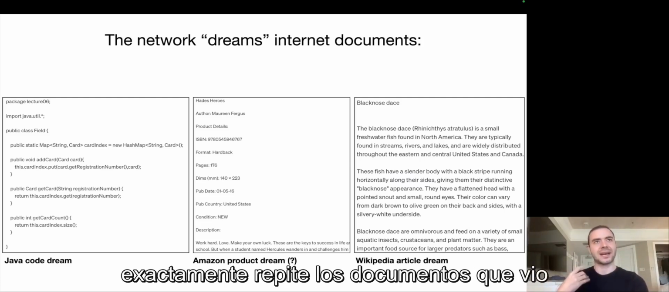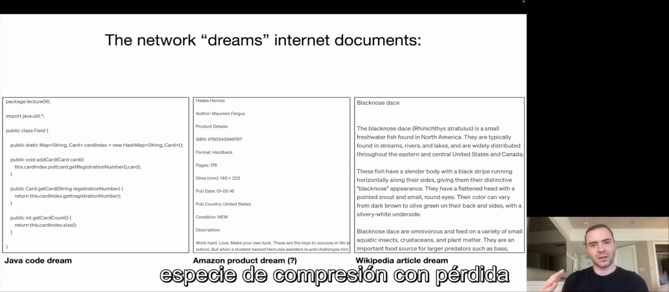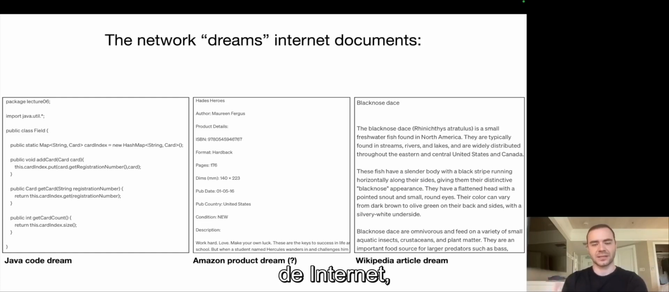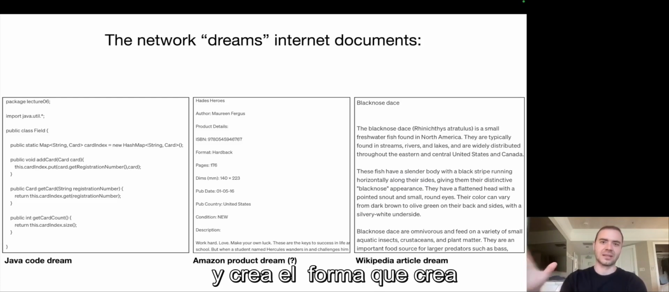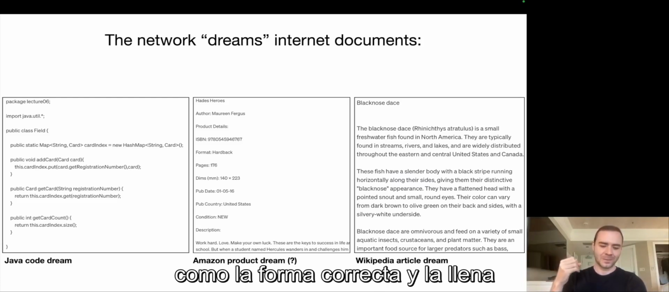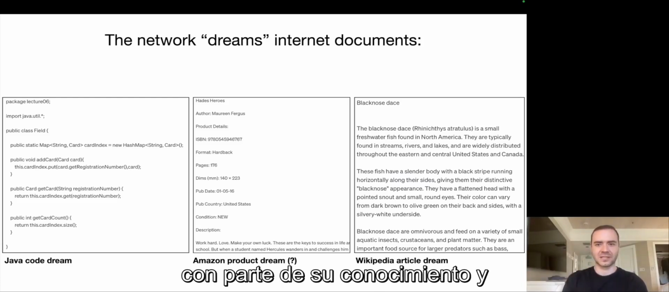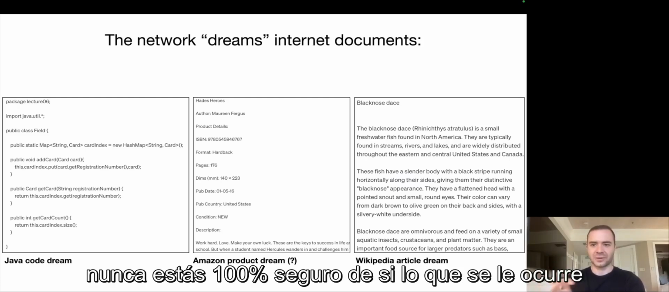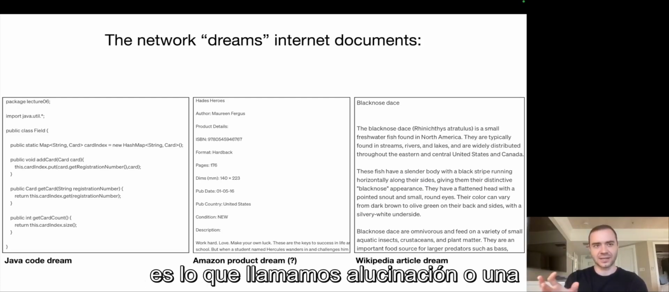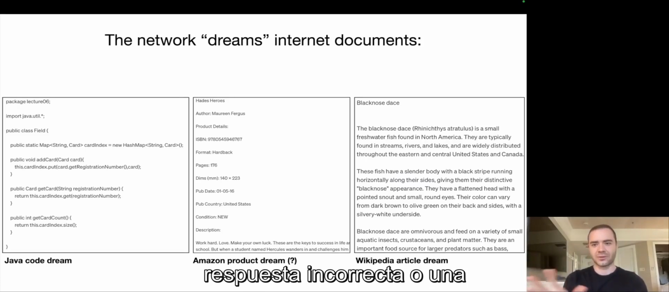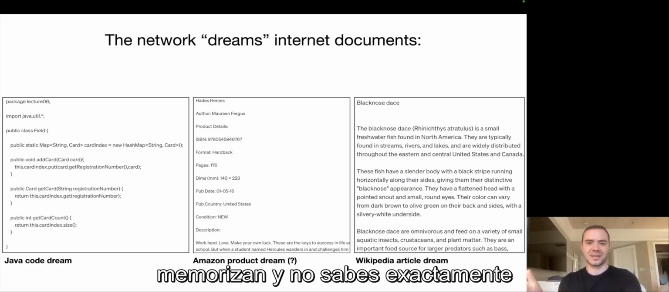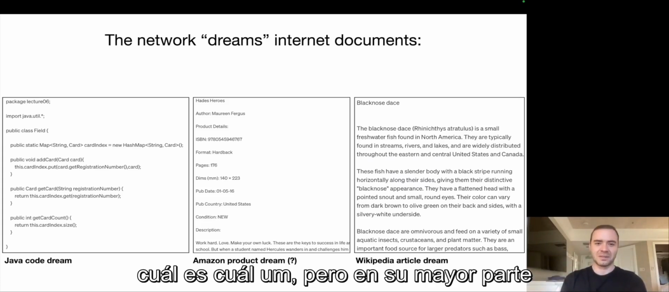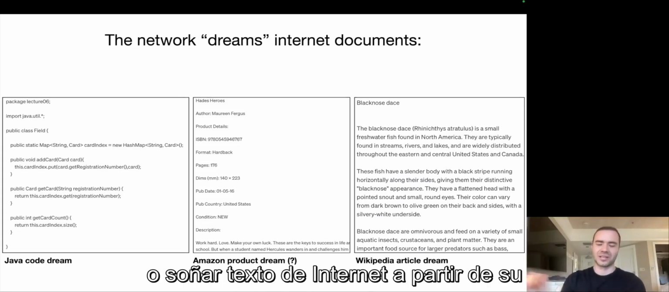It's not going to exactly parrot documents that it saw in the training set, but again, it's some kind of a lossy compression of the internet. It kind of remembers the gestalt, it kind of knows the knowledge, and it creates the correct form and fills it with some of its knowledge. And you're never 100% sure if what it comes up with is, as we call, hallucination, or an incorrect answer, or a correct answer necessarily. So some of this stuff could be memorized and some of it is not memorized, and you don't exactly know which is which. But for the most part, this is just hallucinating or dreaming internet text from its data distribution.